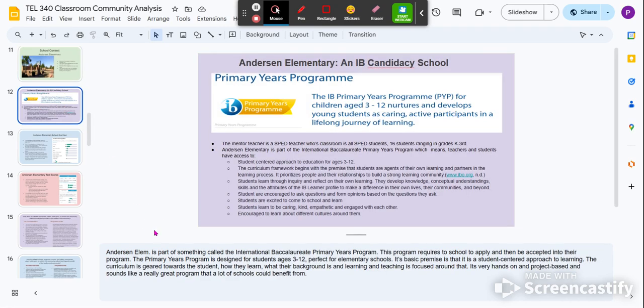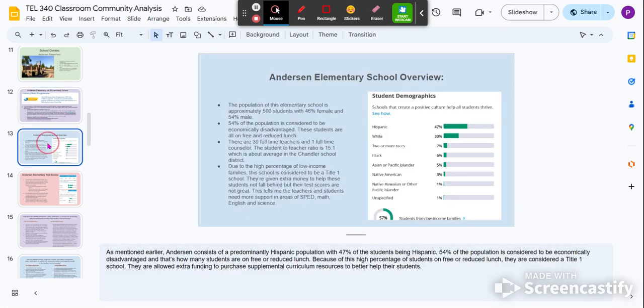Anderson Elementary is part of something called the International Baccalaureate Primary Years Program. Sorry if I butchered that word. This program requires the school to apply and then be accepted into their program. The Primary Years Program is designed for students ages 3 to 12, perfect for elementary schools. Its basic premise is that it is a student-centered approach to learning. The curriculum is geared towards the student, how they learn, what their background is, and learning and teaching is focused around that. It's very hands-on and project-based and sounds like a really great program that a lot of schools could benefit from.